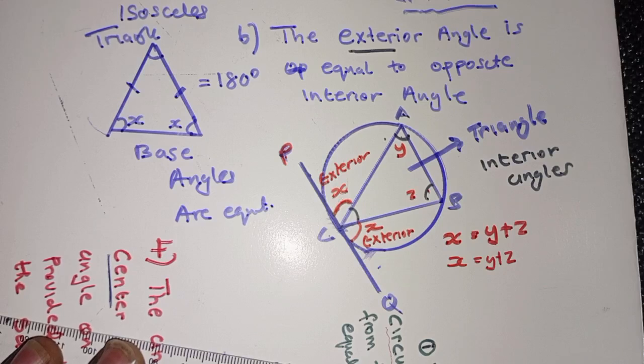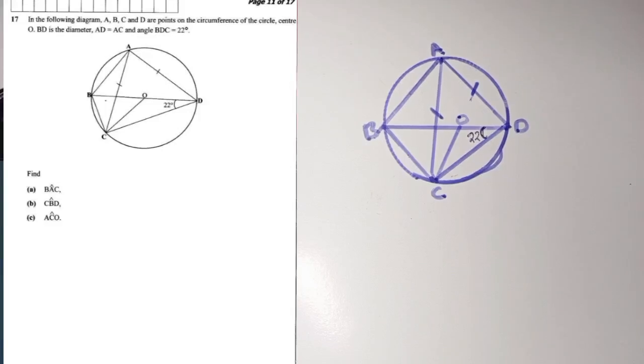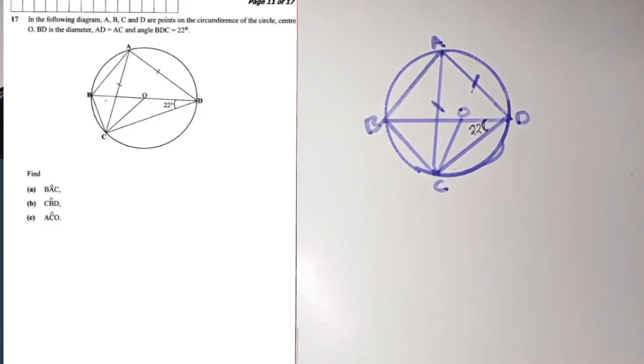Okay. Let's have an example now. I think we've looked at quite a number of properties. Let's do an example. So we have this question. You can see the question there on the other page. The question is from 2022 GCE.